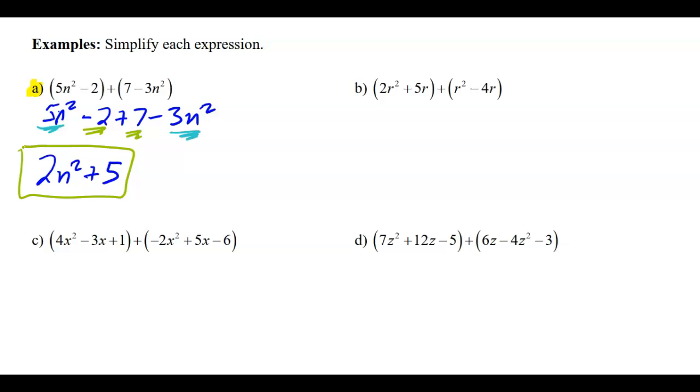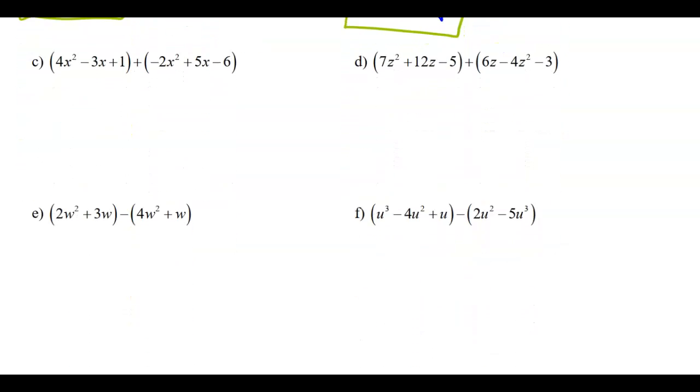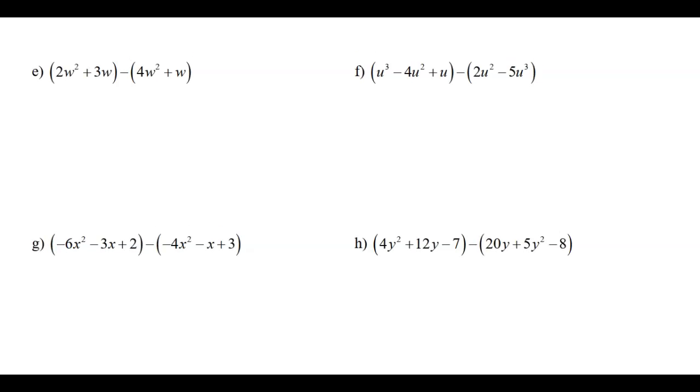For B, the same idea applies. There's nothing to do in the parentheses. It's just plus. So 2r squared plus 5r plus r squared minus 4r. Once again, my like terms, 2r squared and r squared, 3r squared. Other like terms, 5r minus 4r. So if I do that, I get minus r, and then that is my final answer. Okay, so I'm not going to do C and D because I'd like to move on to some of the subtraction problems.